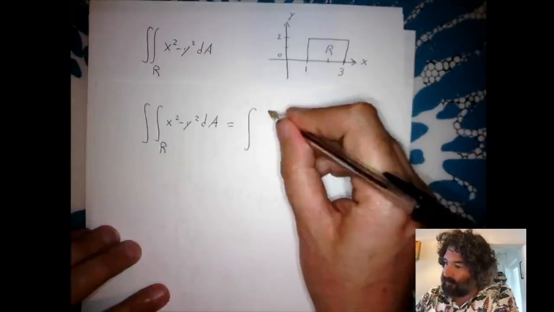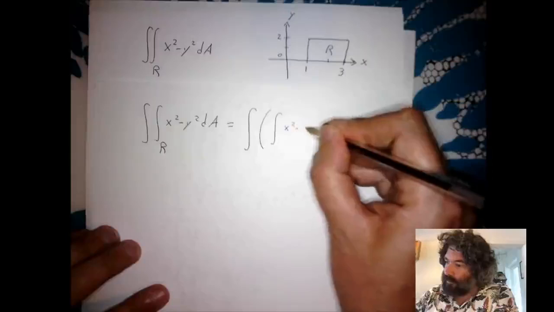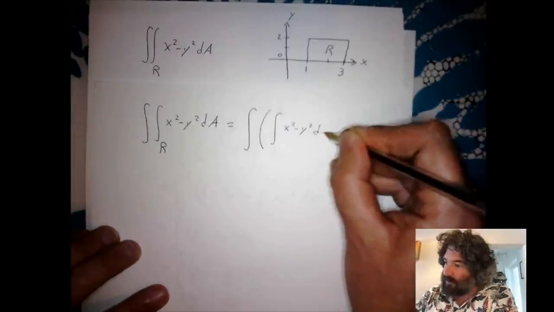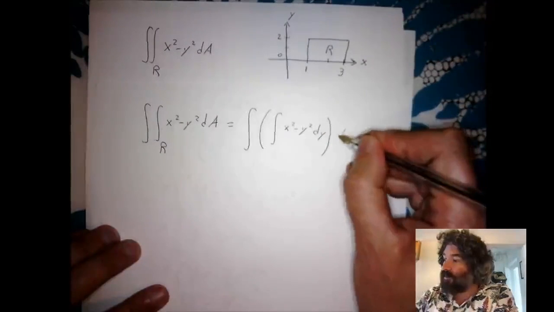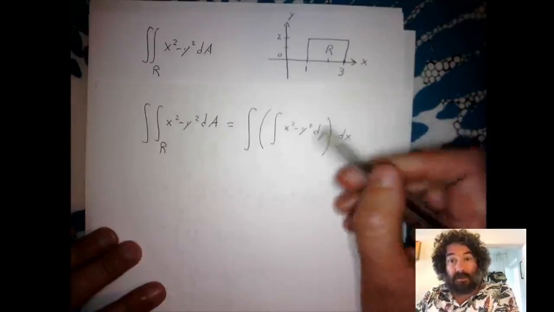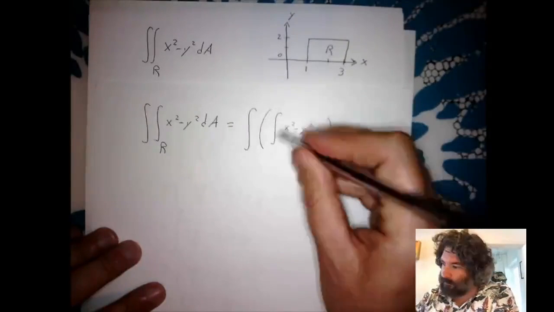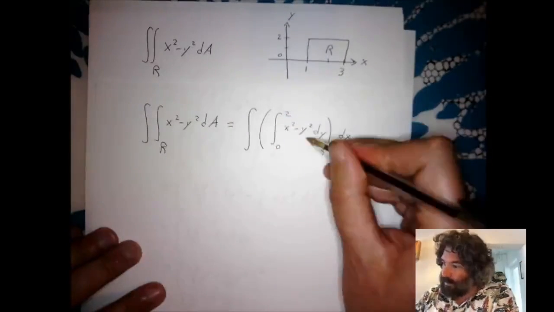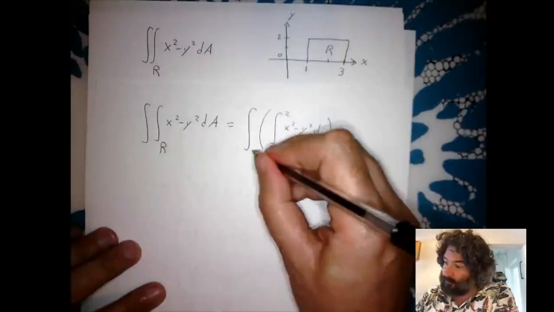I'm going to write the integrals first without the limits and then fill in what the limits are like I did last time. And this time the inner integral will be integration with respect to y. The outer integral will be integration with respect to x. And so for the inner integral with respect to y, y goes from 0 to 2. The outer integral with respect to x, x goes from 1 to 3.